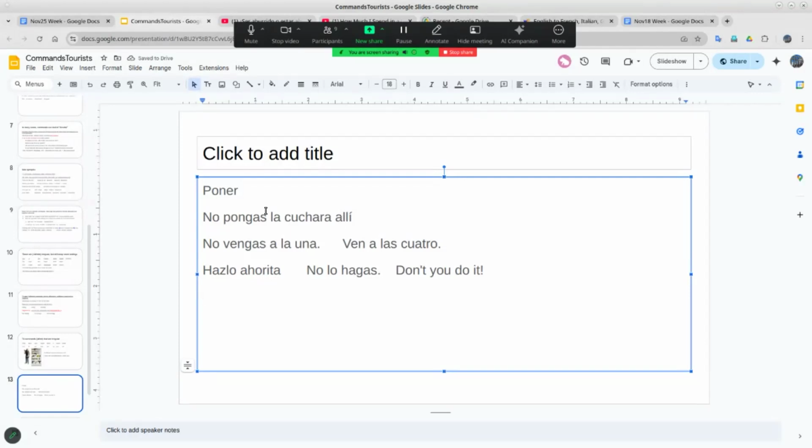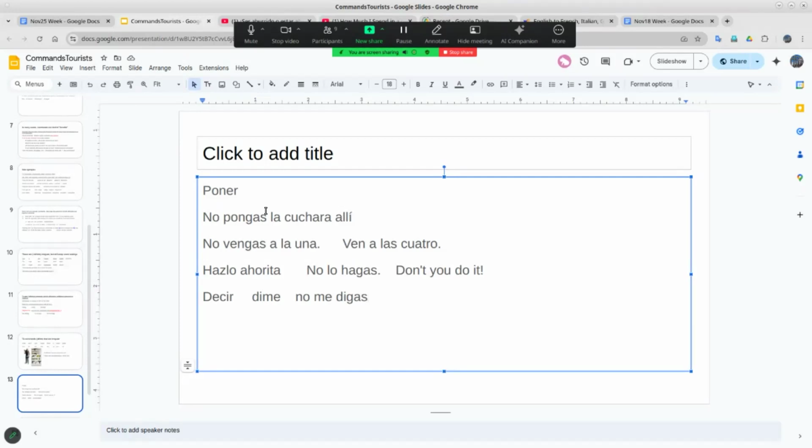Lo más importante, the most important one. Decir. Decir is dime, tell me, right? But don't tell me is no me digas. Tell me. No me digas. Don't tell me.